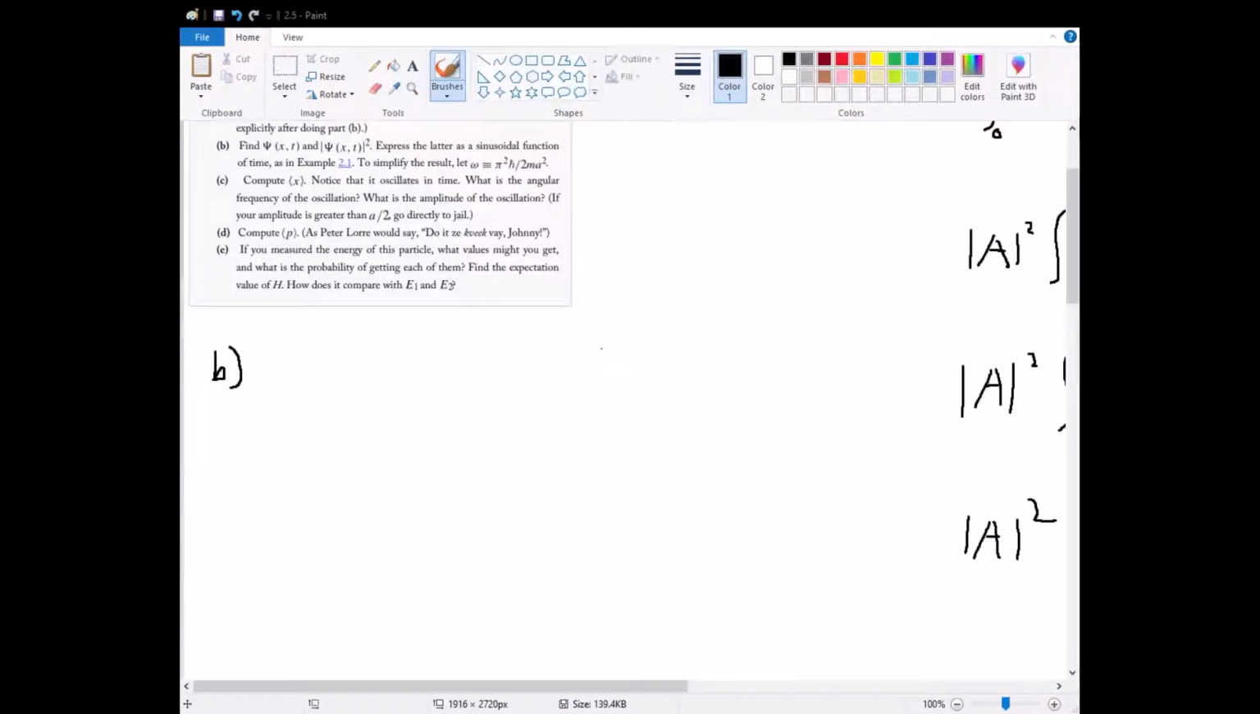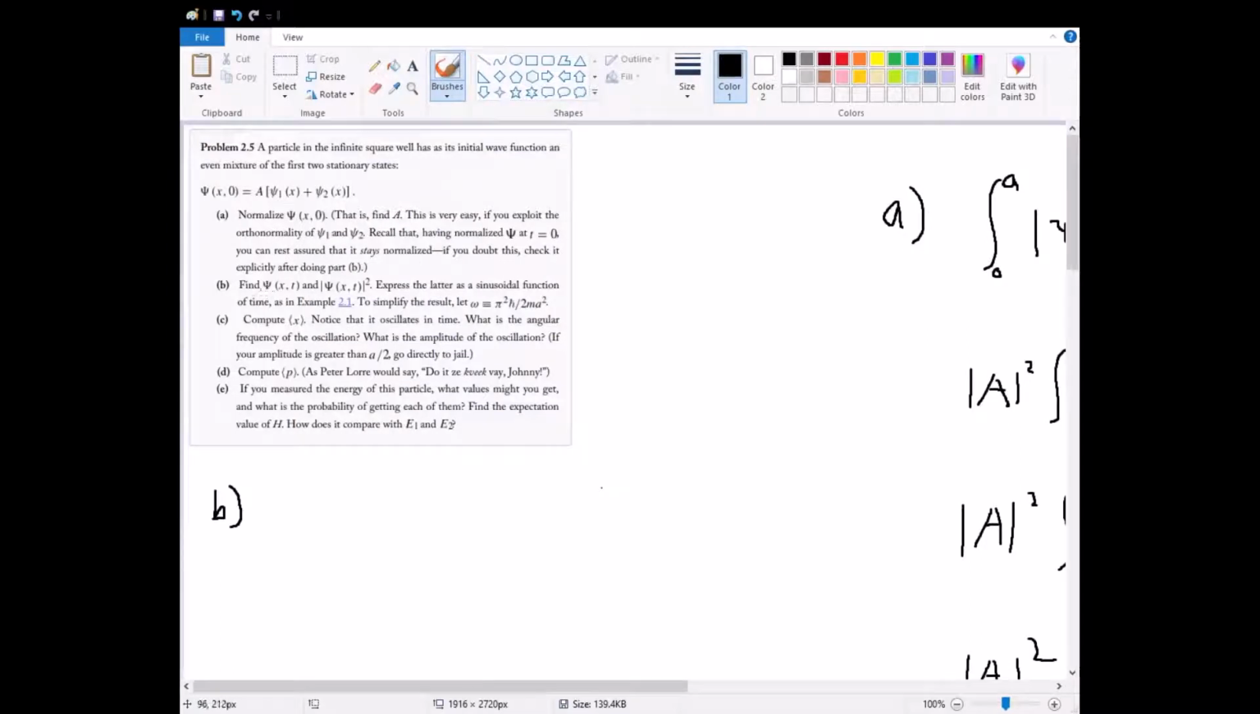Part B has two portions. First, we want to find the general wave function that is dependent on time, big psi of x comma t, and then we want to find its magnitude squared. And then we also want to express the latter expression as a sinusoidal function of time, with the simplification of expressing omega as pi squared h bar over 2ma squared.